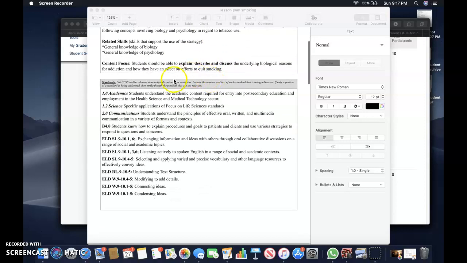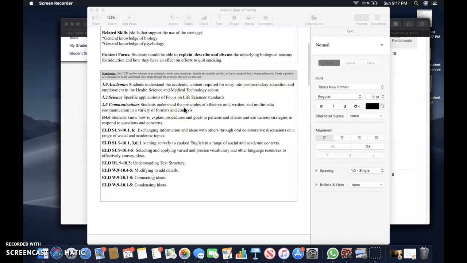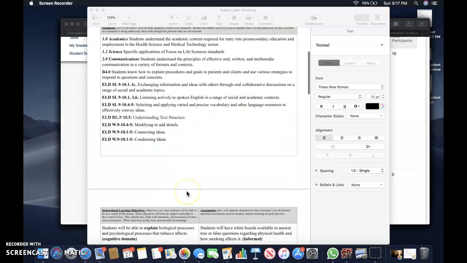Next, we went into the standards. At first we just put these first four standards. We didn't put any of the ELD standards, which we now realize we have to make sure we get in there. So we added in all these ELD standards there.